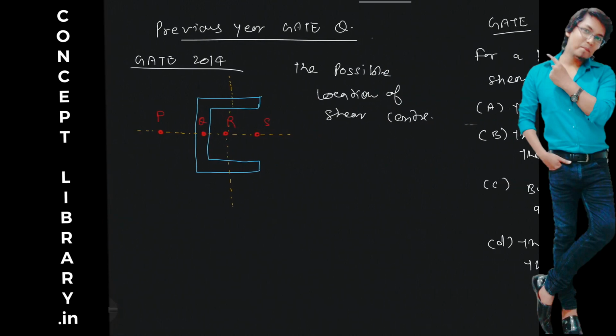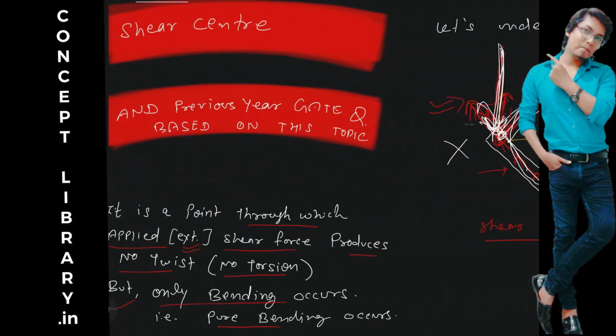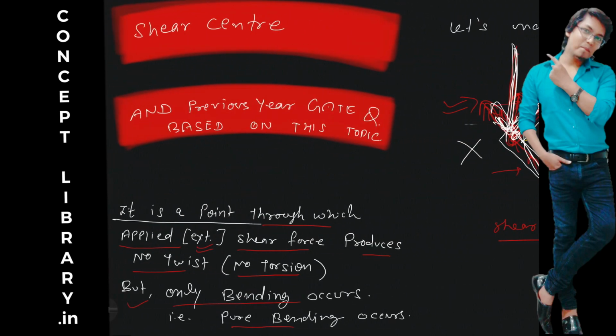I hope it's clear. So that's why we give the definition: it is a point through which the applied, or external, shear force produces no twisting. Why no twisting? Because that should vanish the twist, correct? Only bending occurs, that is pure bending.